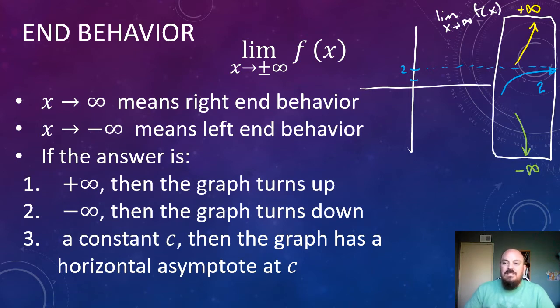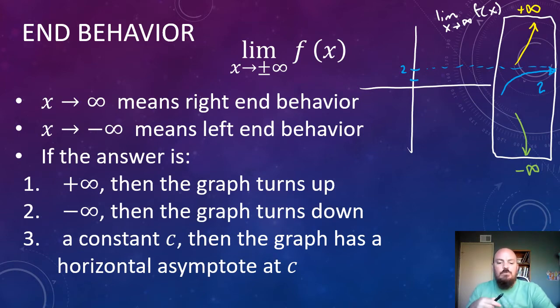So those are the three things that can happen. Yellow is positive infinity, just the up arrow. Green is negative infinity, the down arrow. And in light blue there is what would happen if you have a horizontal asymptote, if you do your limit and you get a number, a constant for your answer.